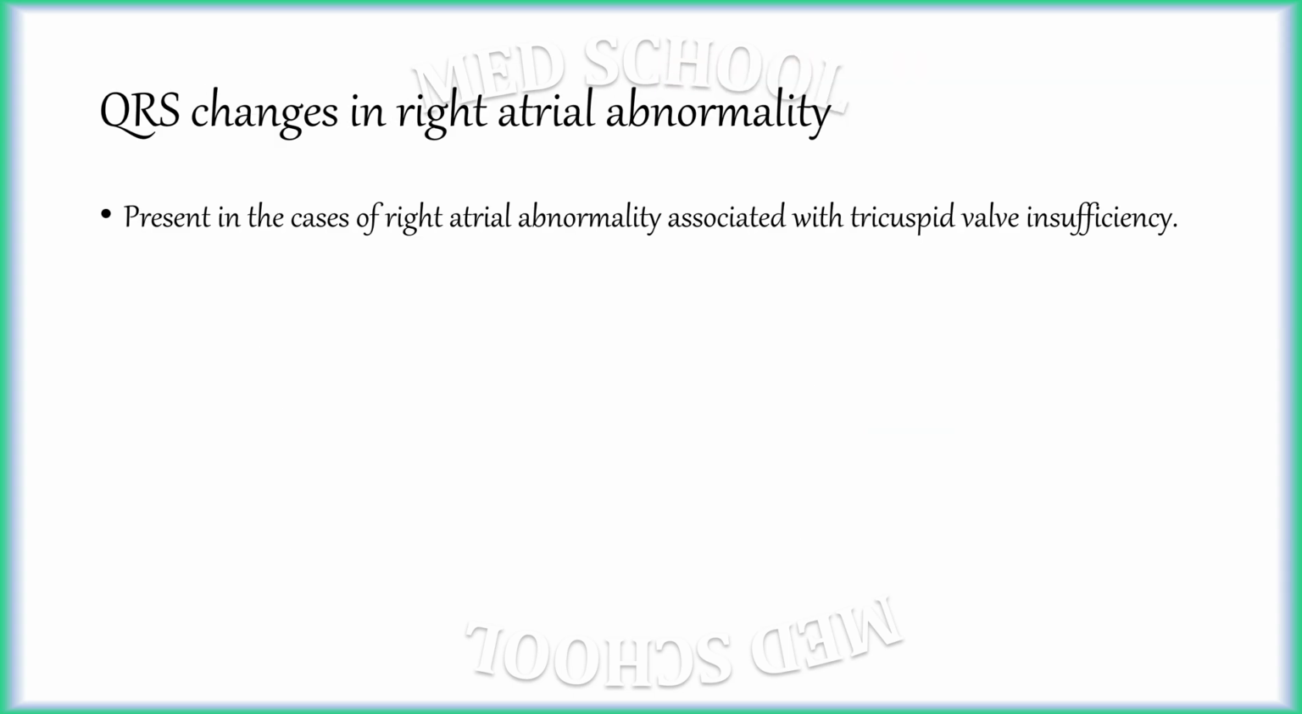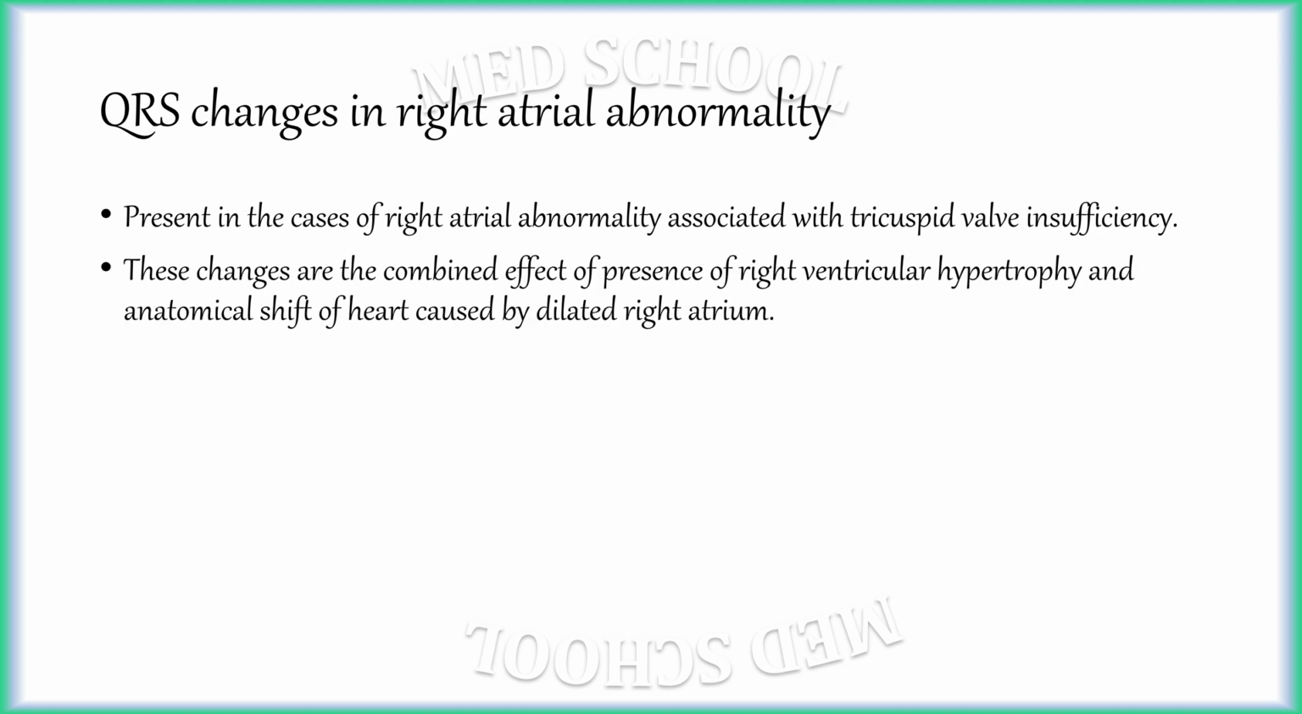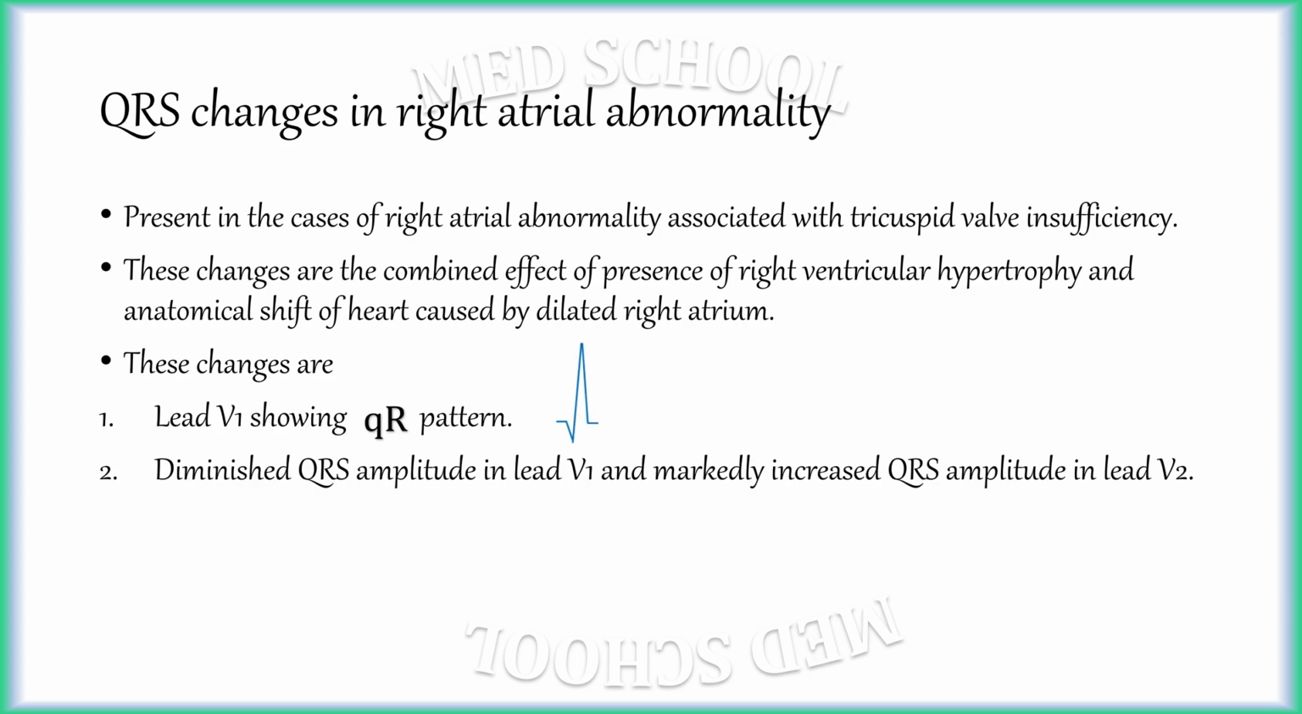QRS changes are present in right atrial abnormality associated with tricuspid valve insufficiency. These changes are combined effect of presence of right ventricular hypertrophy and anatomical shift of heart caused by dilated right atrium. These changes are lead V1 showing QR pattern, diminished QRS amplitude in lead V1, and markedly increased QRS amplitude in lead V2.